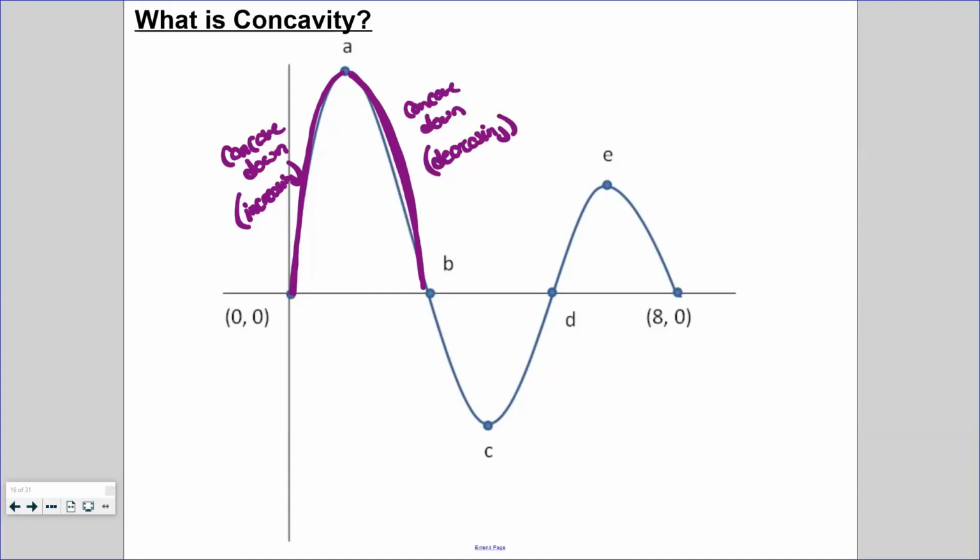All right, so then from B to C, what do we think? Are we popping in or are we popping out? I would agree. This time we are popping in the other direction. We are popping inwards. So this would be concave up, but specifically concave up decreasing.